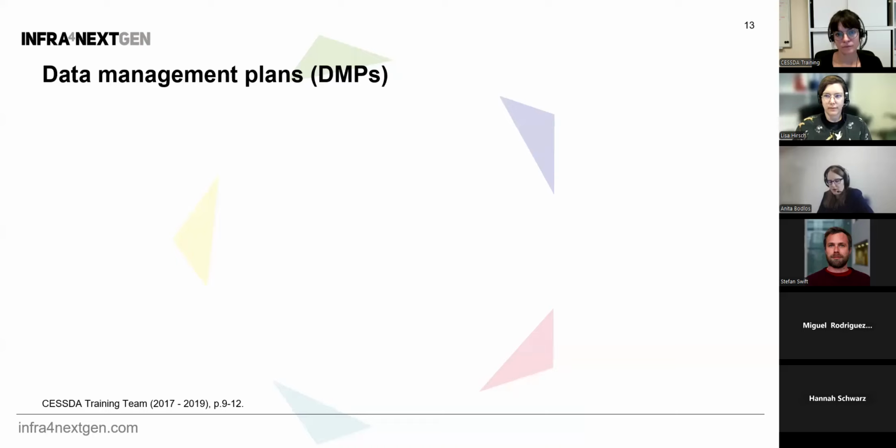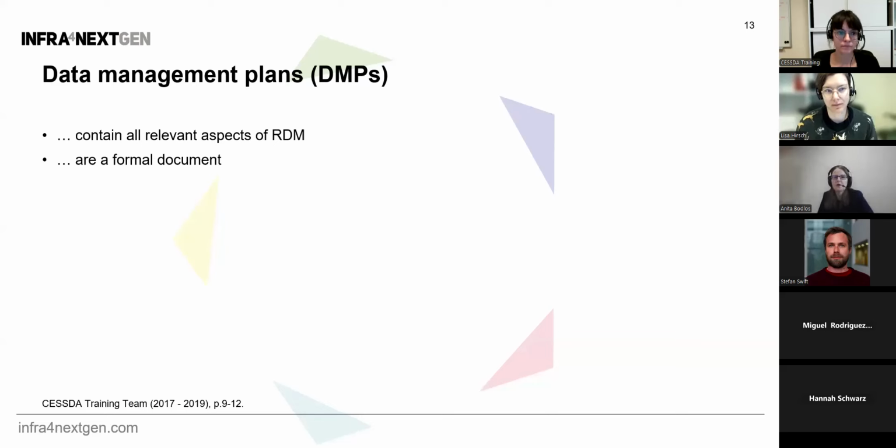So where to put down all this information? The best place for this information is the data management plan, or DMP. So DMPs should contain all relevant aspects of research data management. So all the steps I have mentioned so far and many more, they really can cover all necessary information along the entire research data lifecycle. Data management plans are a formal document, so usually there is really a formal document, a Word document with the title Data Management Plan.